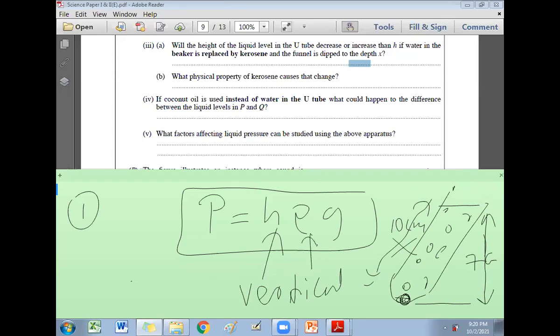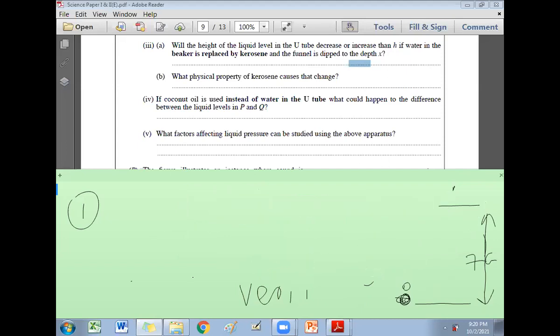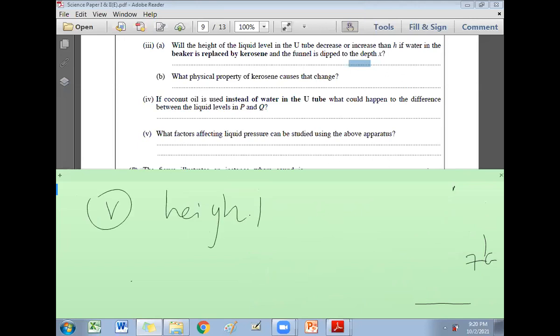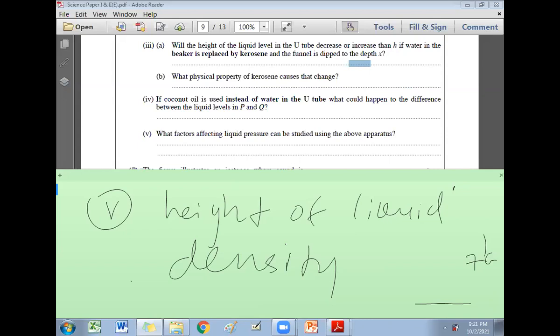So which factors affecting the liquid pressure are studied here? One is density of the liquid. Second factor, vertical height of the liquid. What is the answer? Okay, part 5. Vertical height of the liquid, or you can write height of the liquid, and the other one you can write density of liquid. Density and height is enough. Just word marking. Right. That is the end of part A. Then let's move on to the next part.